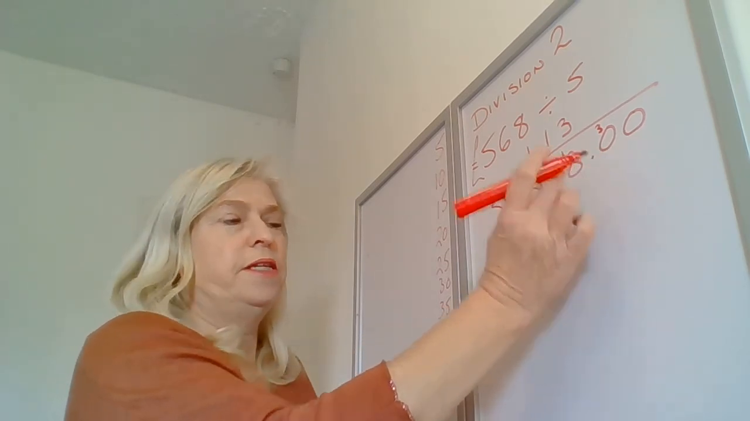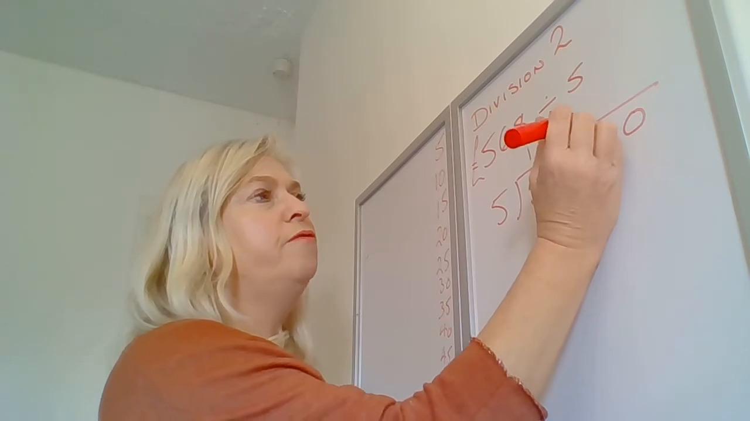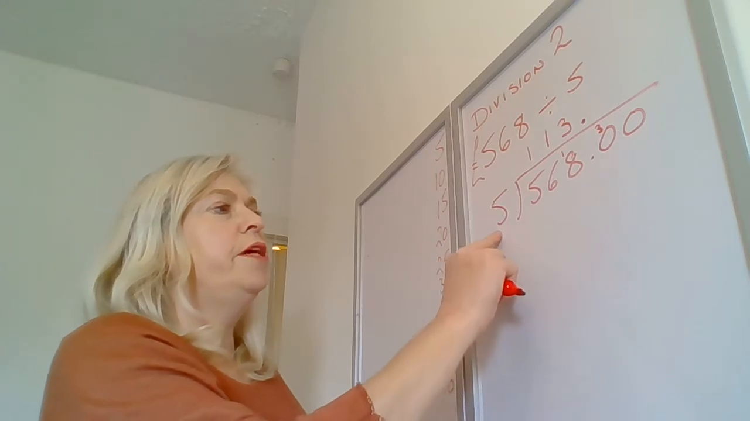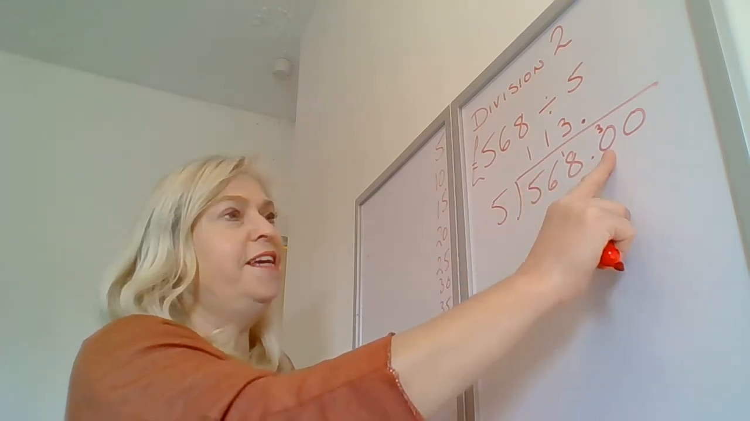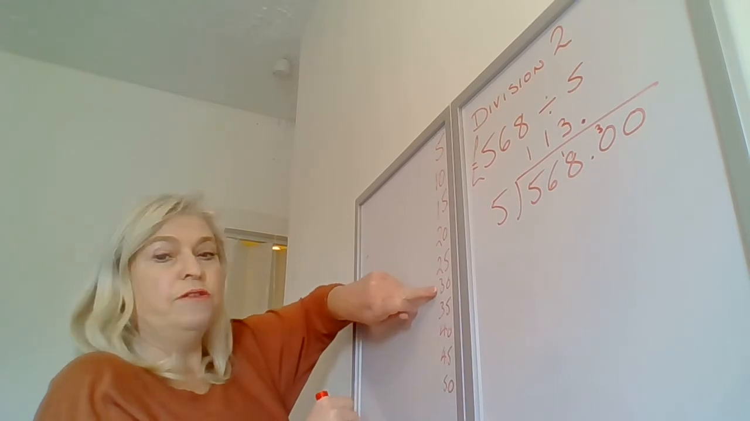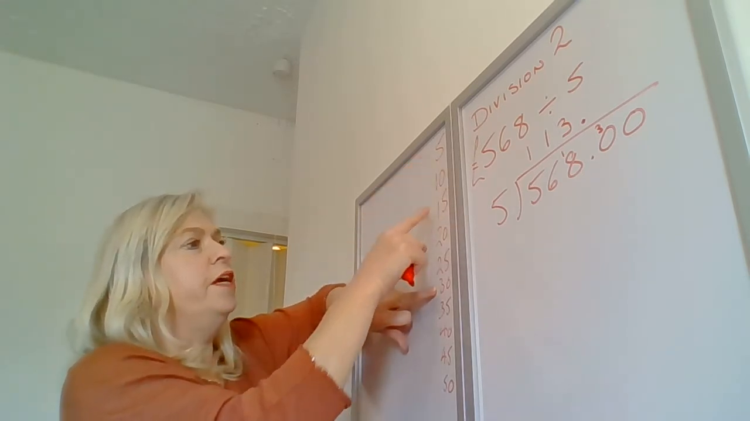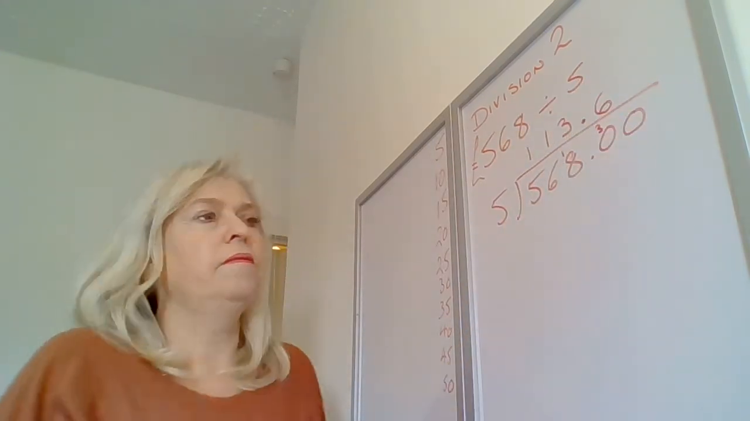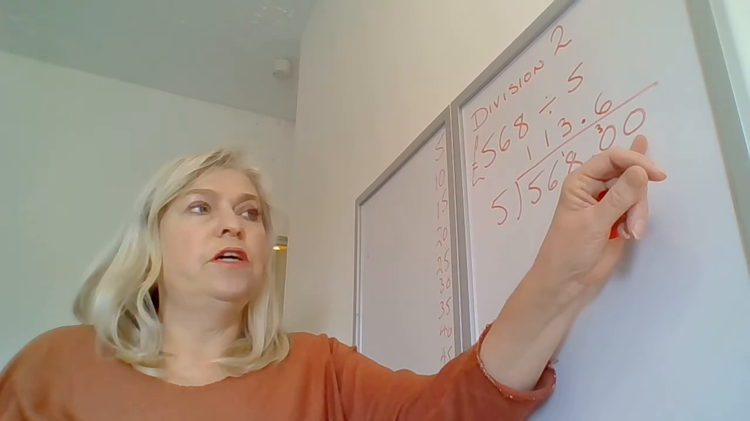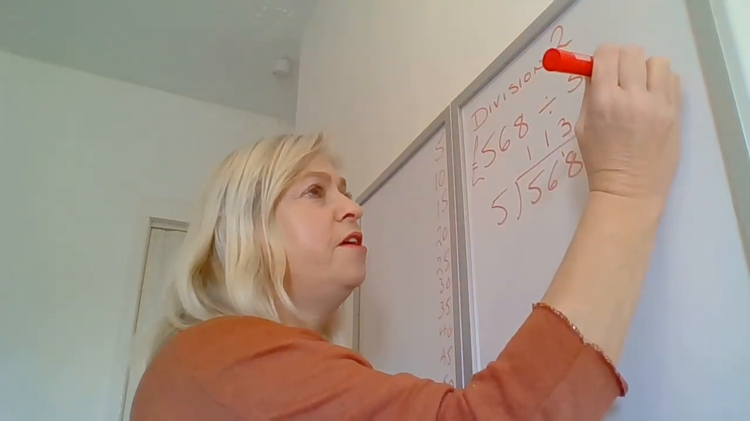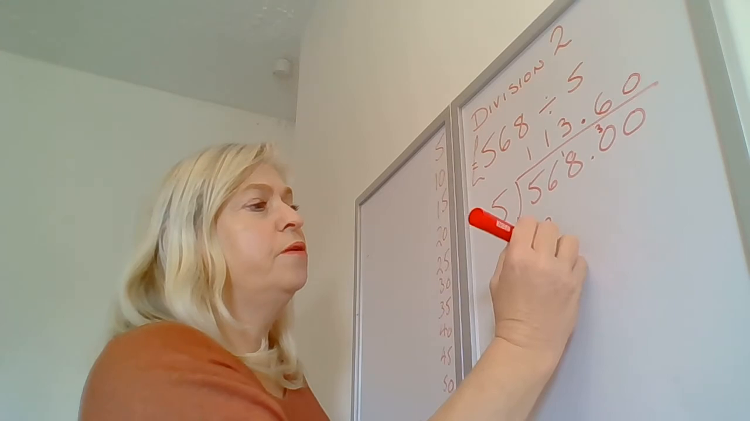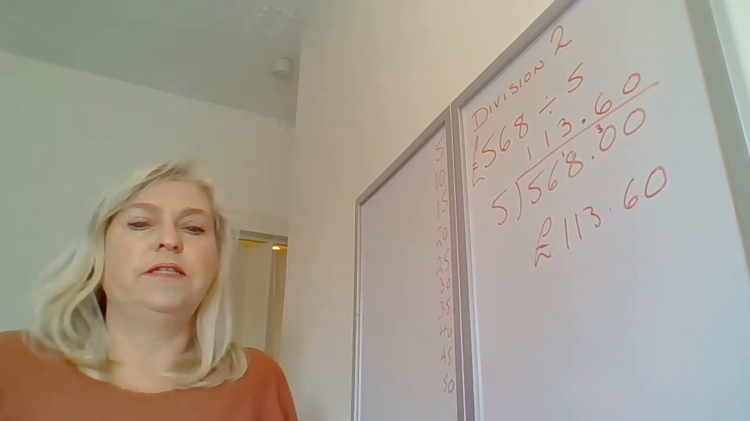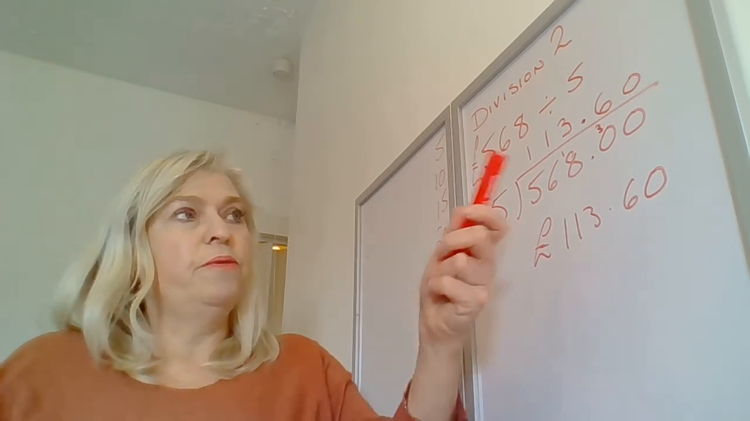But we can't forget about the decimal point. So we put it on the line above, everything's lined up, and then it's going to be in the right place in our answer. We now say 5 into 30. So where's 30? 30 is there, it goes exactly. So that's 1, 2, 3, 4, 5, 6 times. 5 into 0 doesn't go at all, so we can just put a 0. There's nothing left over, and that's our answer. We've got £113.60.